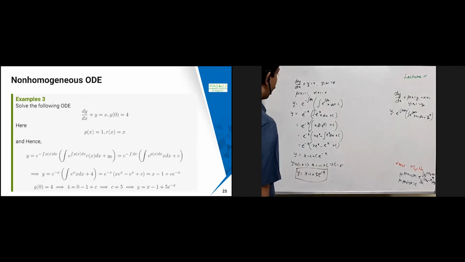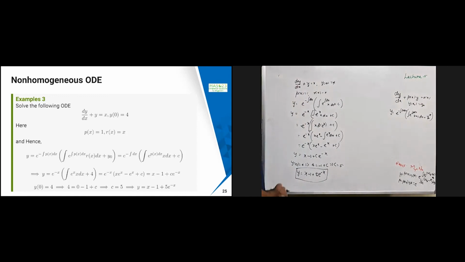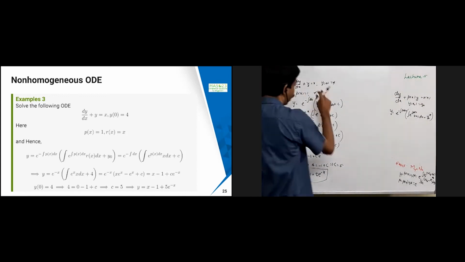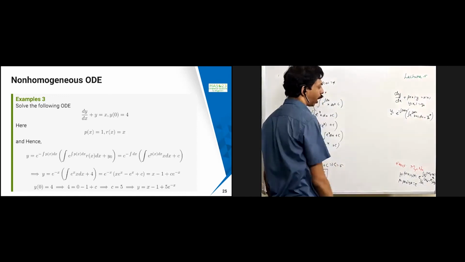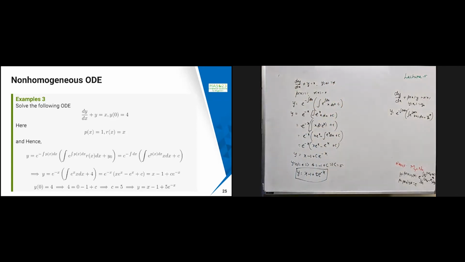Suppose r of x is 0 here, then what are we going to see? See here, I have kept y naught star. Whereas if you just see the r of x equal to 0 term, y naught will not come. Y naught star will not change. So let us see this one.